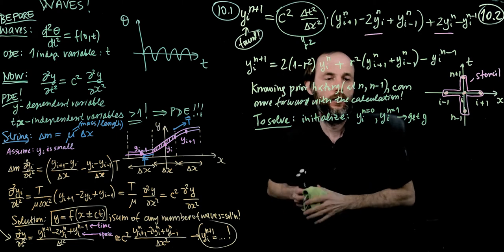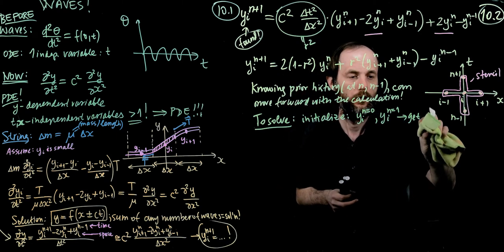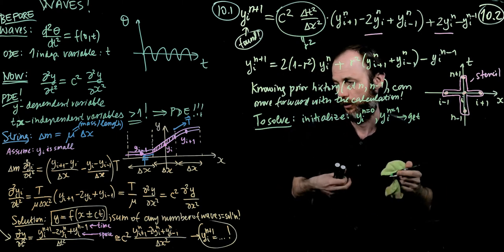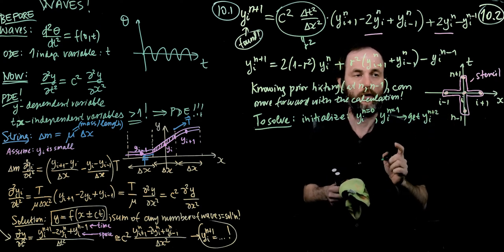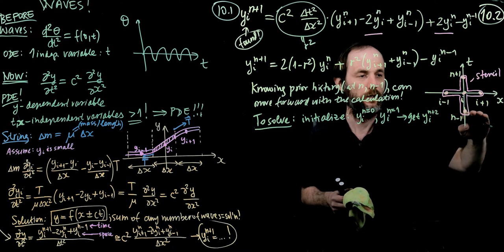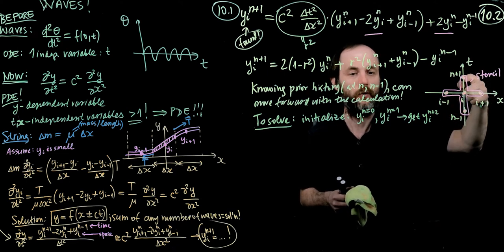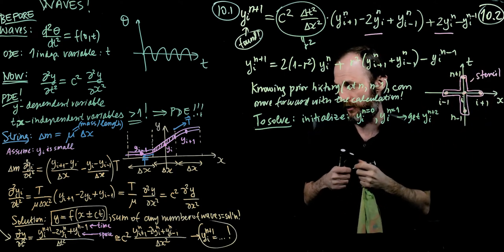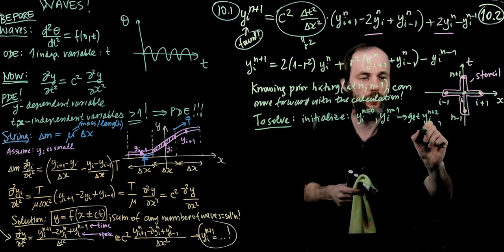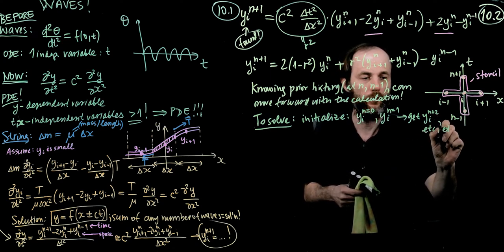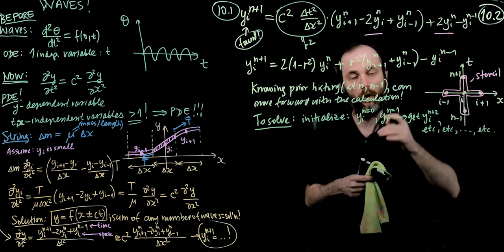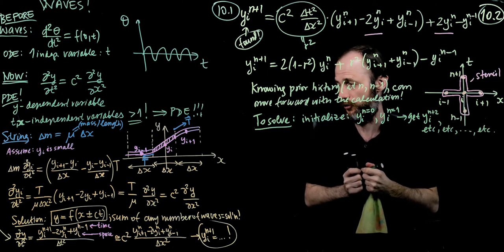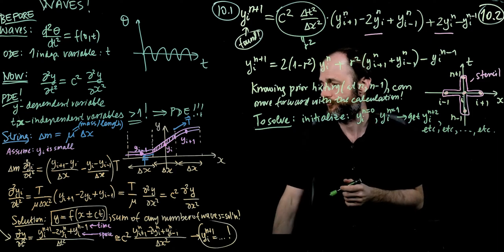yi at n plus 2. Okay, so we set this one, that one, and we get that one. All right, hopefully that makes sense. And then we can keep on going and going into the future all the way out as far as we need to go in time.